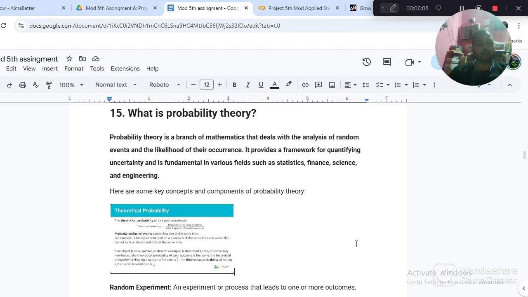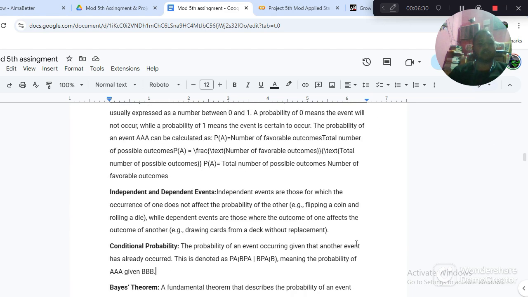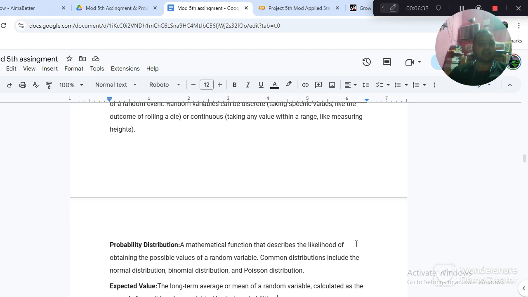What is probability theory? Probability theory is a branch of mathematics that deals with analysis of random events and likelihood of their occurrences. It provides a framework for quantifying uncertainty and is fundamental in various fields such as statistics, finance, science, and engineering. Now, another question.